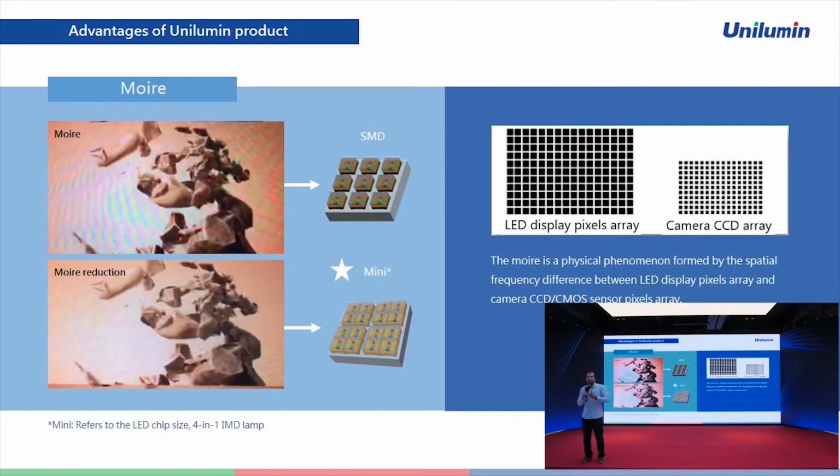So we need to adopt the second way: change the LED pixel array to make the dot light source close to the area light source. From the comparison of these 2 pictures, we can see that the moire effect in the SMD is poor, while the Mini's effect is much better, because Mini has a 4-in-1 lamp, which is closer to the area light source. So Mini is the first choice for moire rejection.